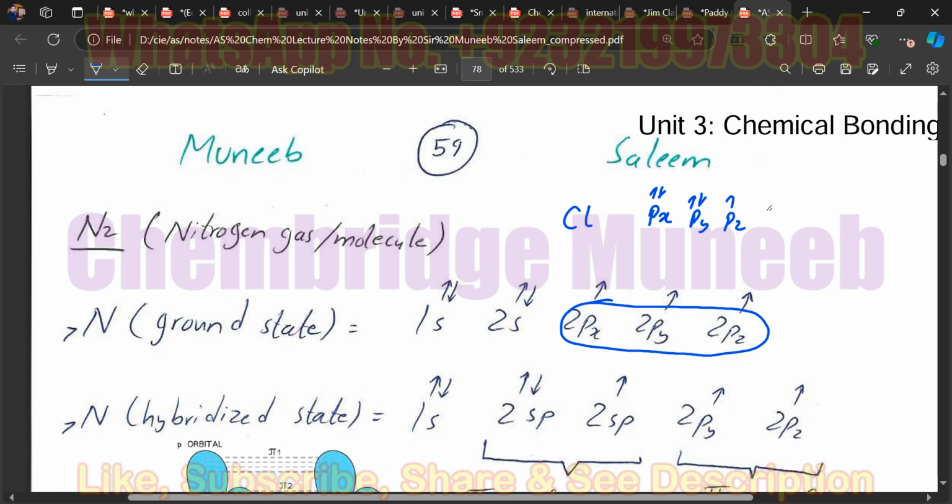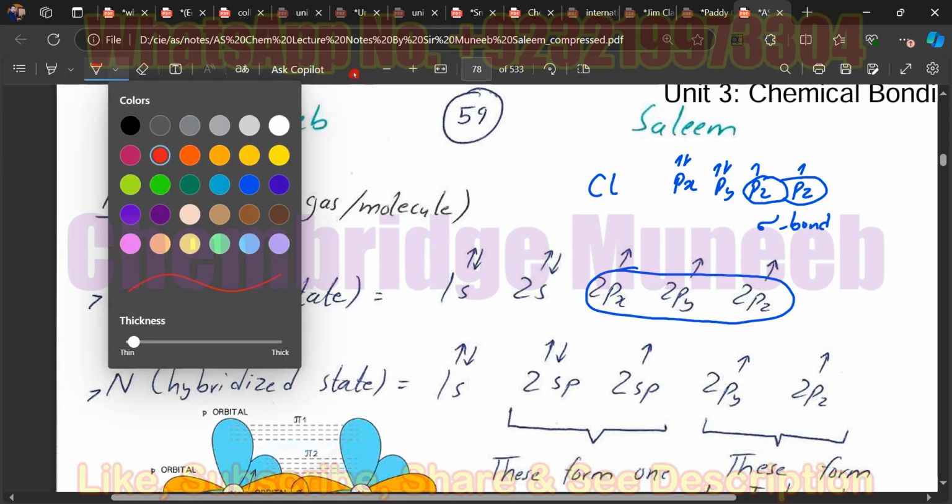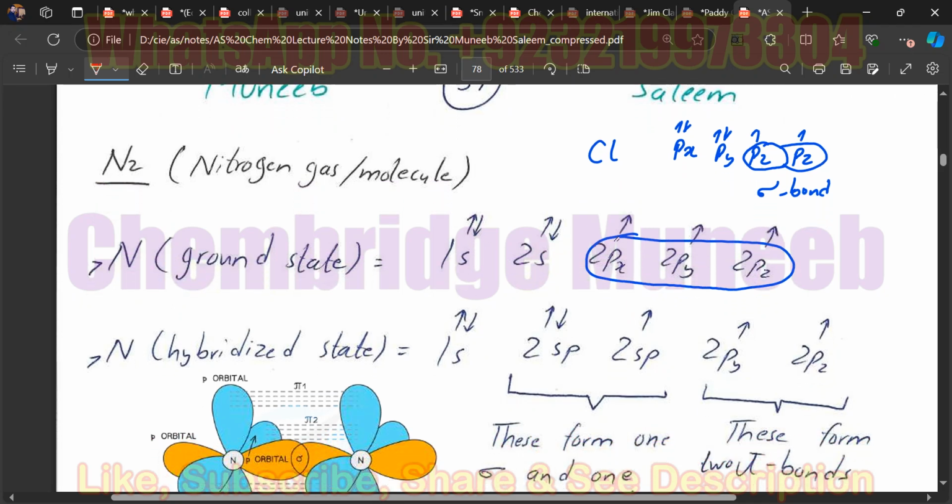Whenever we have only one p orbital to overlap, then this orbital will only overlap with the other pz orbital in the sigma bond formation. There will be a sigma bond, not the pi bond. Whenever there is just one p orbital involved in the bond formation, it will form a sigma bond, not a pi bond. But in case of nitrogen, there are three p orbitals which are half filled. Out of these three, the first one, the px, will show the sigma bond, whereas the rest of the two will be involved in pi bonds.